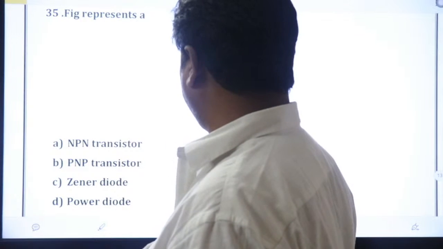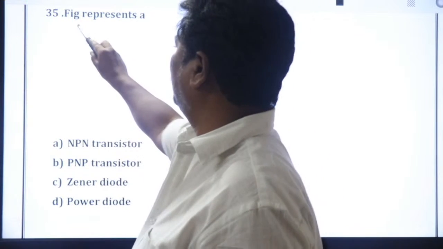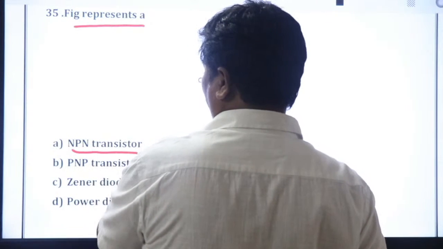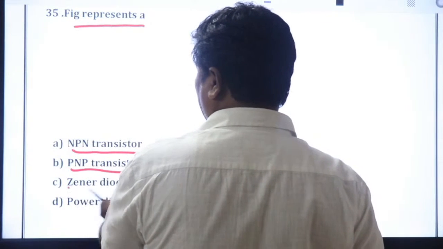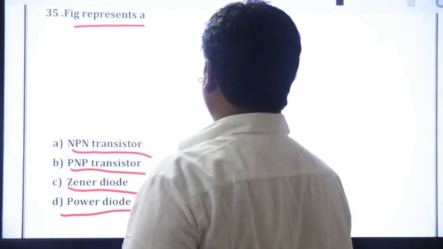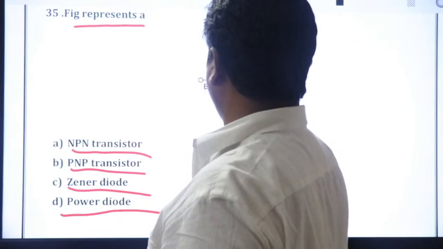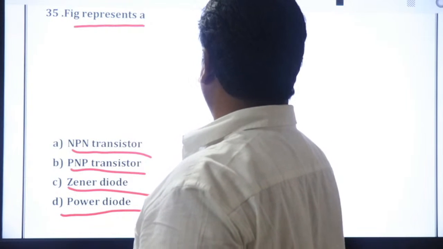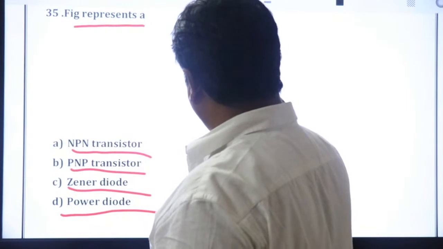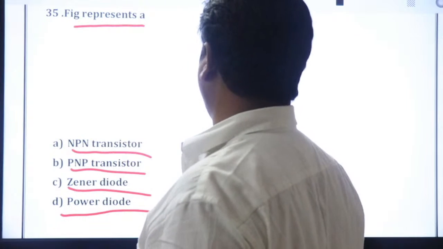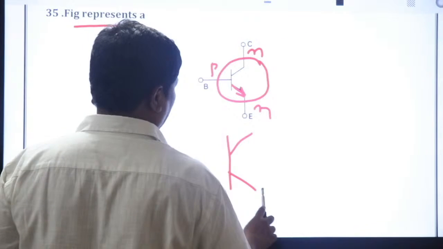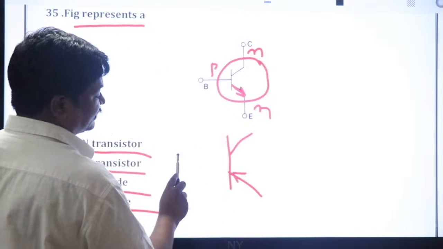The figure represents: NPN transistor, PNP transistor, Zener diode, power diode. Of course, it is a transistor. NPN: always the arrow is from P to N. If it is a PNP transistor, the arrow should be inside like this.